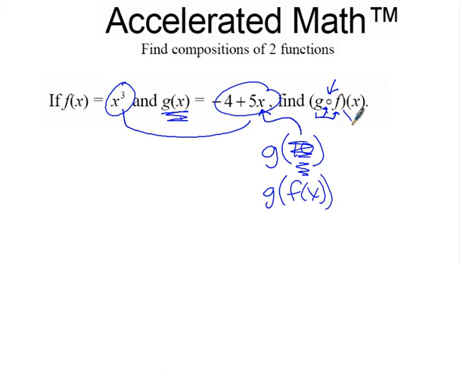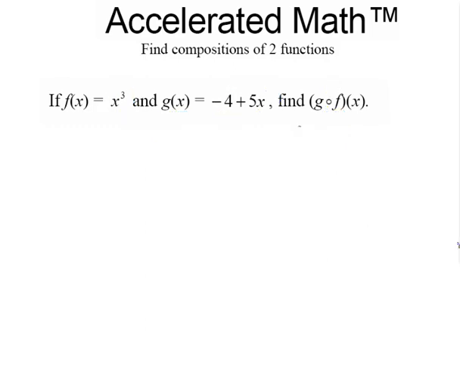This is, by the way, another way of writing that: g of f of x. You'll see both of those. So instead of plugging in 10, we're going to plug in f of x in for x. Let's see how that pans out in this.